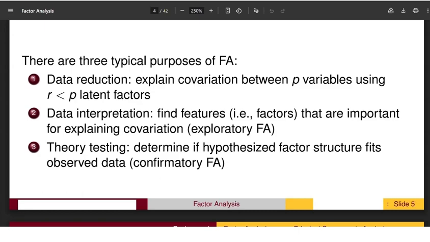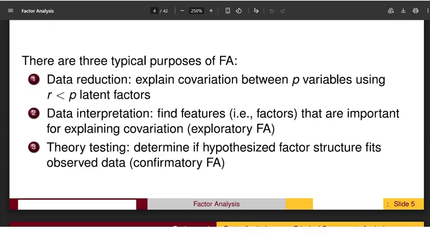This is what makes factor analysis. The third purpose is what actually makes factor analysis different from principal component analysis, because in factor analysis we can actually conduct statistical inference. We can determine if a hypothesized factor structure fits the observed data, and that is why it is model-based. It's model-based because we have a way to investigate how the model fits the data.